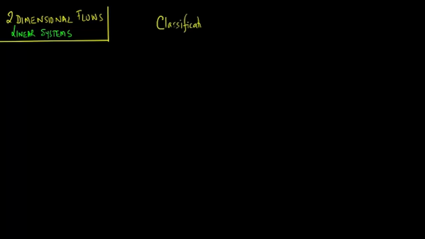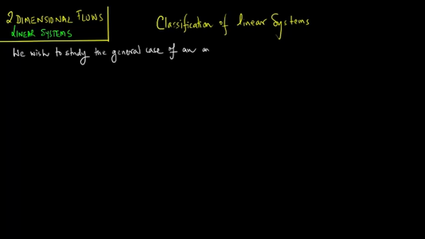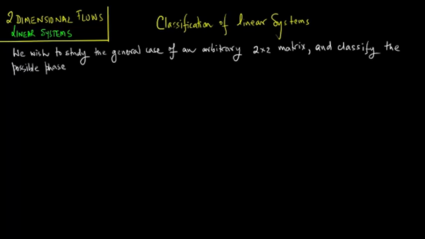In this lecture, we deal with the classification of linear systems. We wish to study the general case of an arbitrary 2 by 2 matrix and classify the possible phase portraits that can occur.